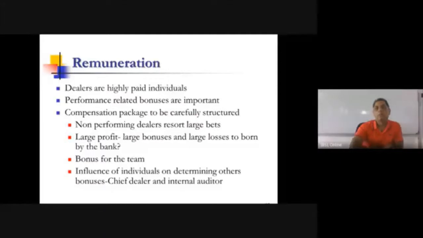So the remuneration of a dealer is usually managed by the treasurer and HR, basically within the overall profitability of that room, the profitability of that particular dealer, and the overall conduct of that particular person as well.